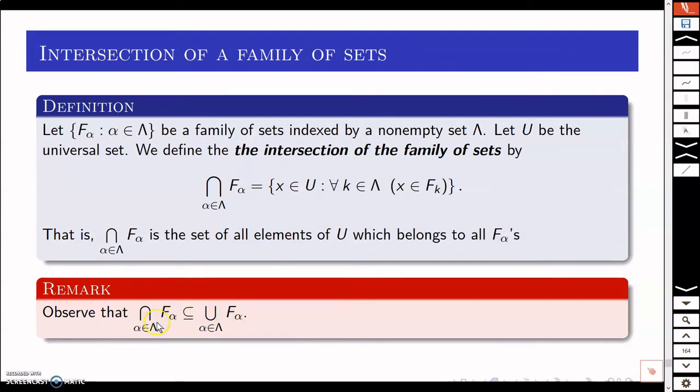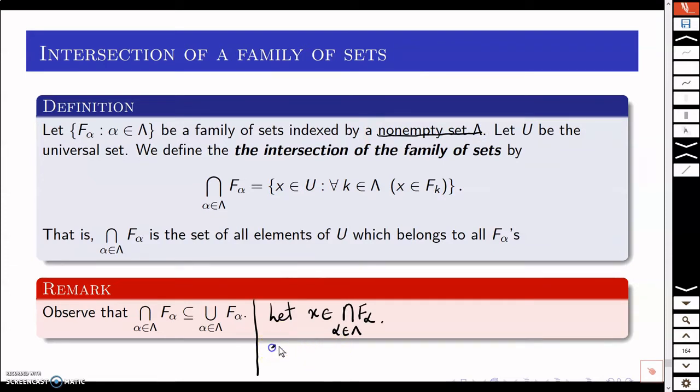I want to show that this intersection of all the F alphas is a subset of union of all the F alphas. So let me start with the point in the intersection of all the F alphas. So let X belong to intersection of all the F alphas where alpha is varying over the indexing set delta. Now because X is there in intersection of all the F alphas, X will be present in each and every F alpha, right? So that thing is clear from here.